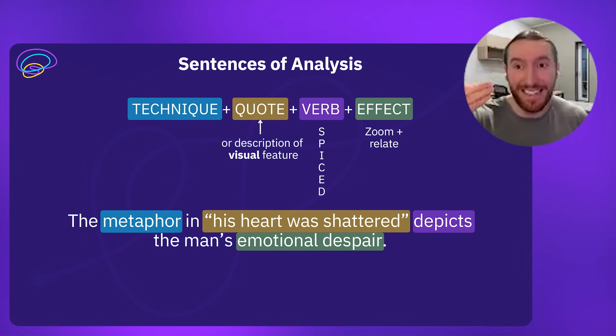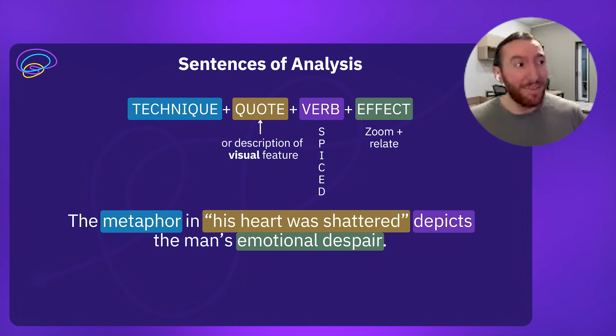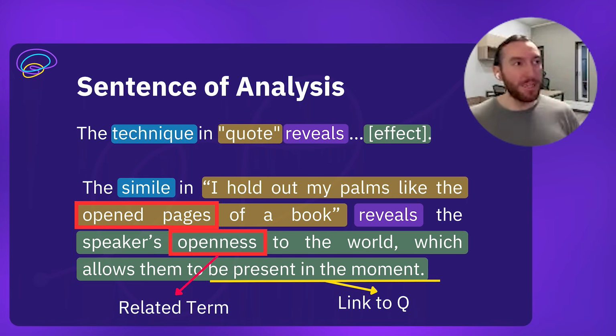So I like to find synonyms or related words for the words that are in the quote you're analyzing, and then you can use those in the effect. So here's another example of that, but just want to make sure everyone's clear on that. Emotional comes from heart, despair because the heart was shattered. So it clearly is depicting emotional despair, but there's a clear linkage. Have a look at this example.